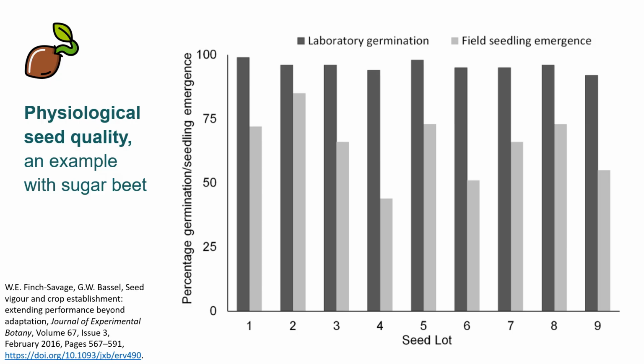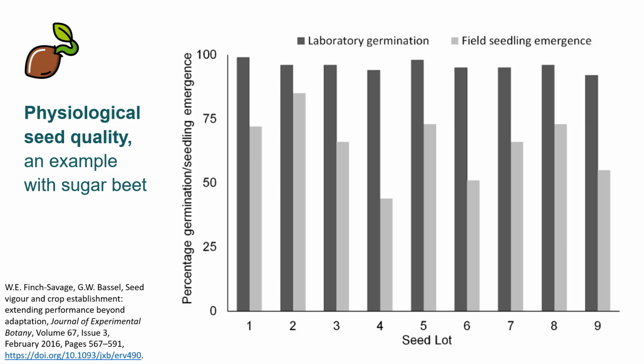Here's a graph showing the result of an experiment with sugar beet reported by 2 researchers from Warwick University and the University of Birmingham in 2016 to illustrate this. The germination rate, as established in a lab germination test under optimal controlled conditions, is indicated in dark gray for 9 different seed lots. You can see they all have a germination rate above 95%. The same seed lots were sown under field conditions, and field emergence was evaluated, and emergence rates are indicated in light gray.